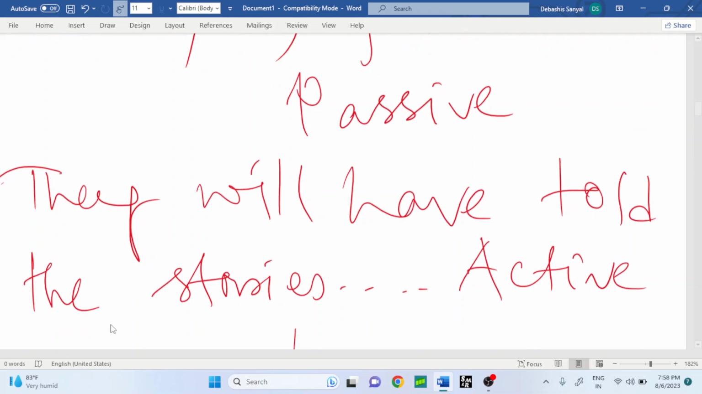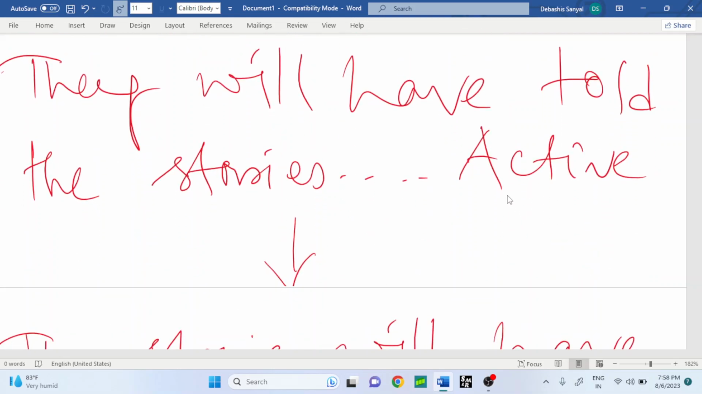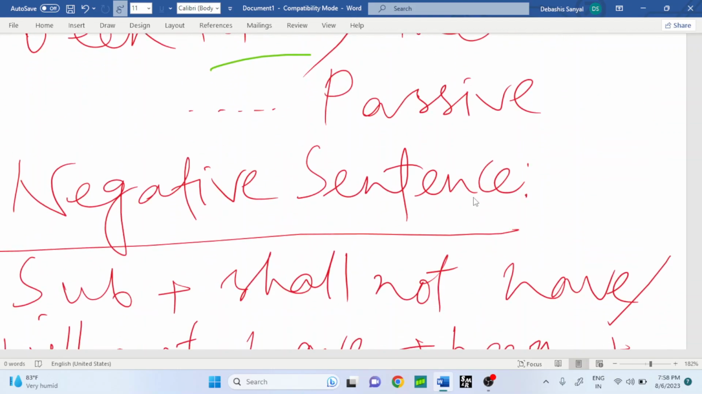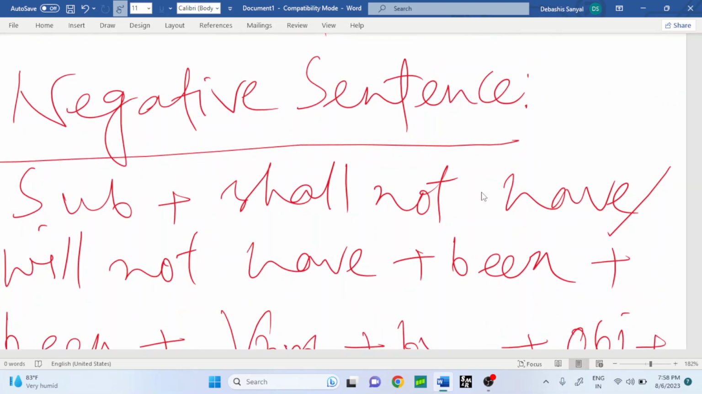Next one, they will have told the stories. Active voice and the passive structure. The changed one: the stories here becomes the subject, and it was the object in the active voice. Will have been, the stories will have been told, third form of the verb, told by them. It's the passive one.